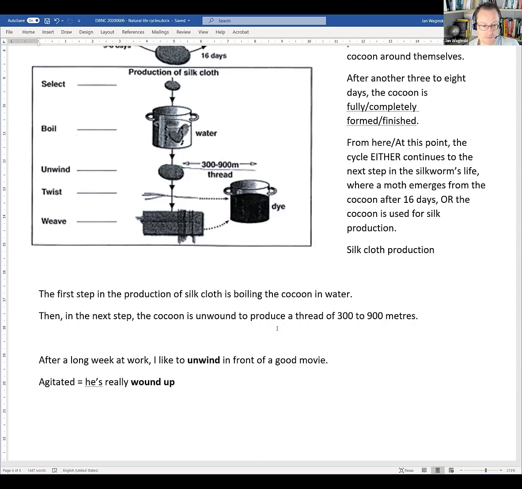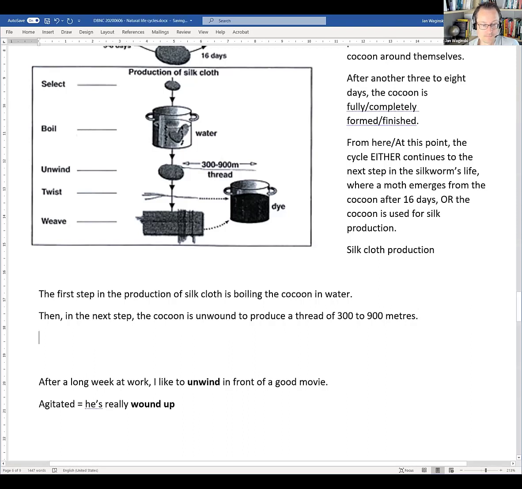Dina, next up. And here, the thread is twisted, and either.